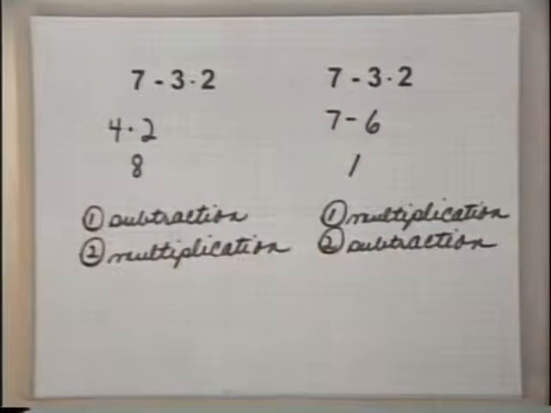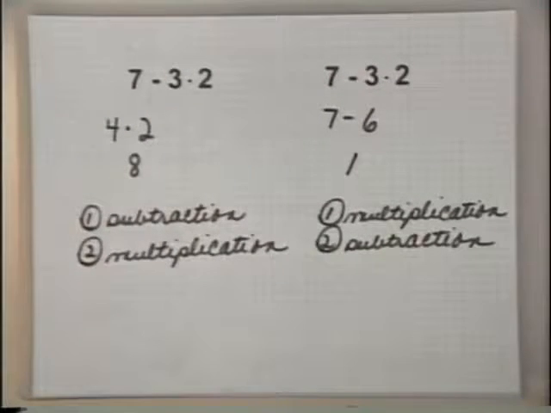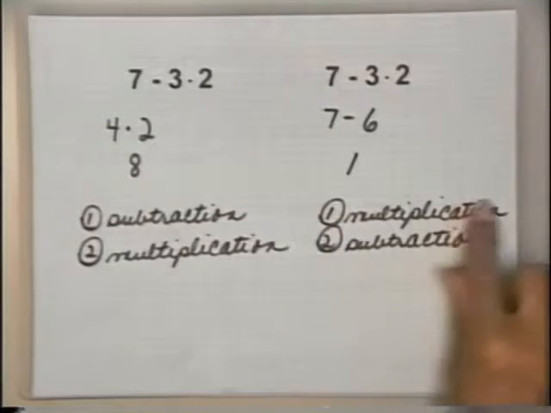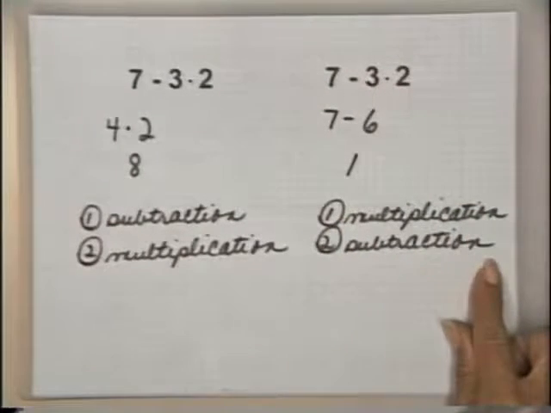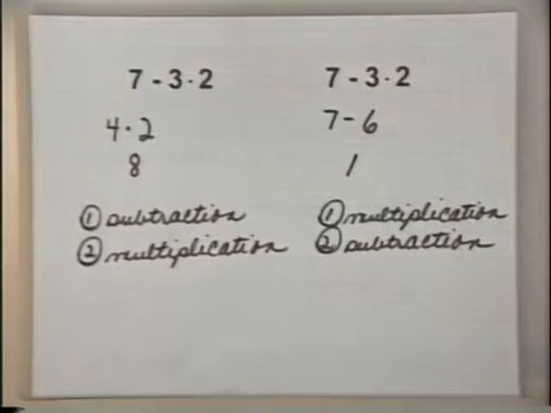Okay, let's look back at that first problem. Let's see what the correct answer was if we followed our rules for the order of operations. We only had two operations, didn't we? The operations were subtraction and multiplication. What do our rules tell us we need to do first? We were supposed to perform the multiplication and then the subtraction, weren't we? So our answer should have been 1.